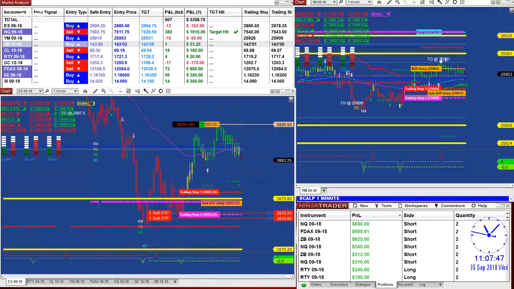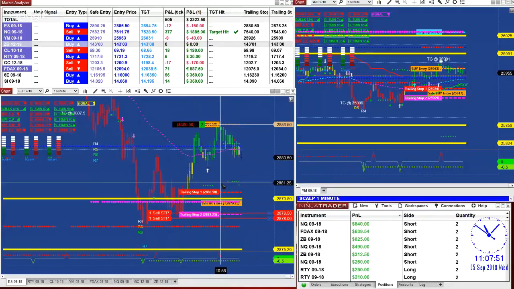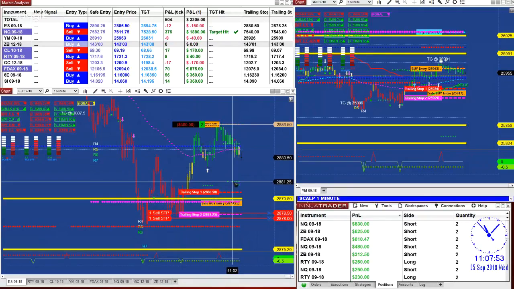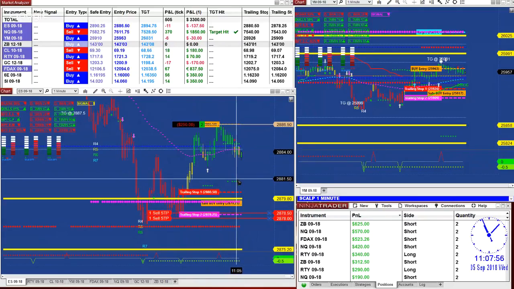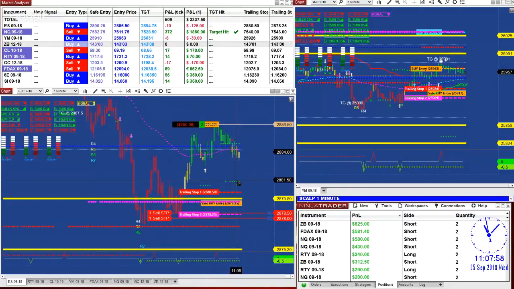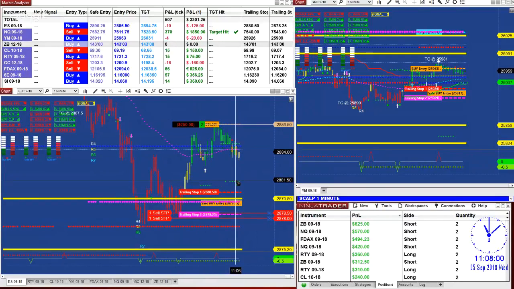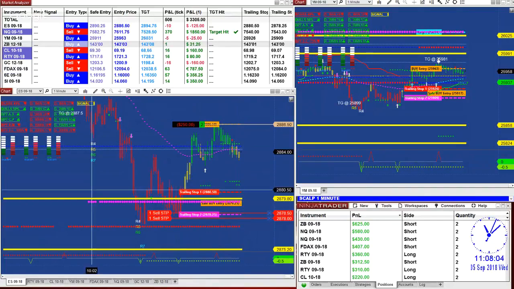My estimation: 8150. You see this projection? My estimation, if this ES is gonna drop, it's not gonna drop below the 8150. My estimation. And let's see. Actually, I'm gonna mark it for you.